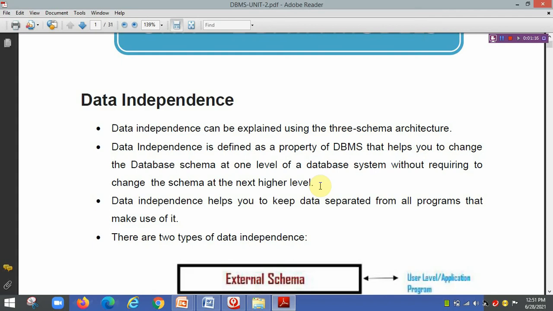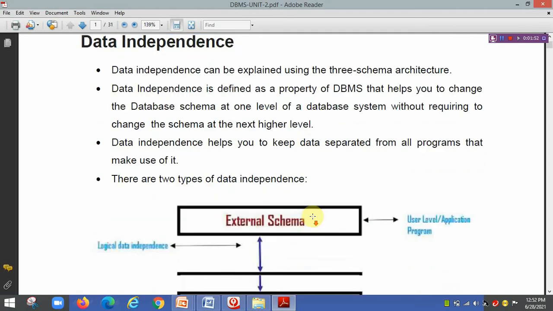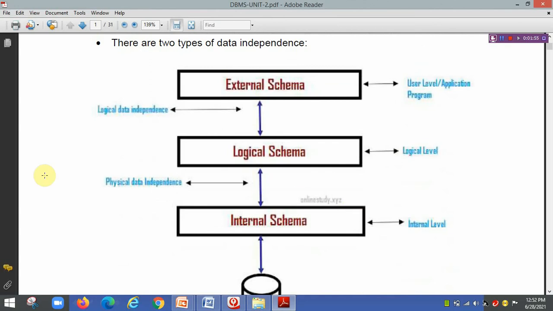Data independence helps you to keep data separated from all the programs that make use of it. That means data independence has the ability to change the database schema at one level of the database system without affecting the next higher level. This concept is known as data independence. Data independence is of two types: one is logical data independence, and the other is physical data independence.